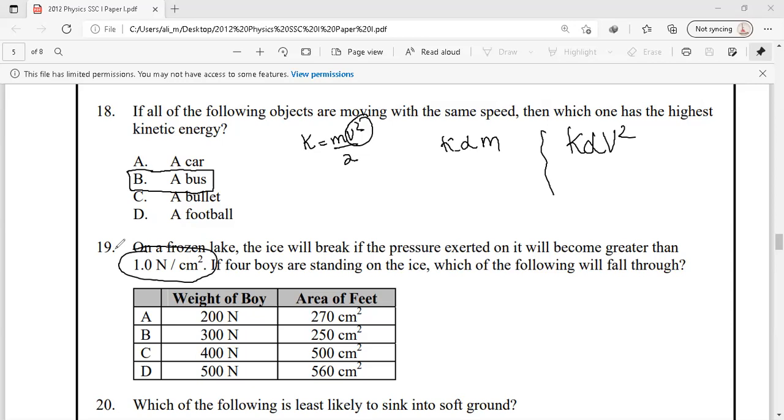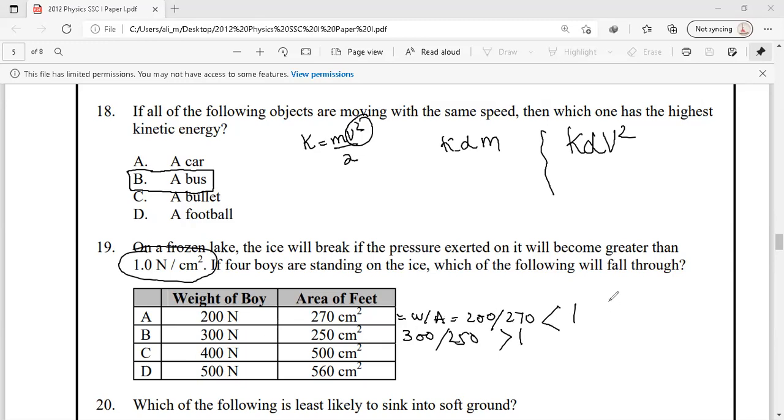So we have to find the pressure exerted by these. Pressure will be equal to weight divided by area. So 200 divided by 270. This answer would be less than 1 because the numerator is smaller than the denominator. In option B, 300 divided by 250, 300 is the force and the area is 250. So this answer would be greater than 1. If you solve these, the answer would be greater than 1.